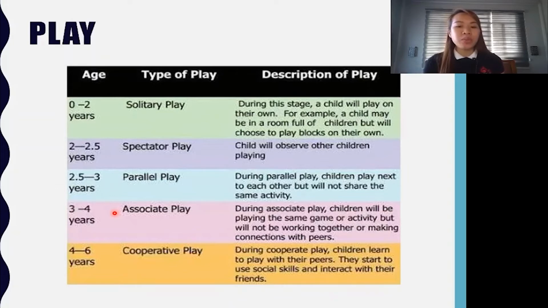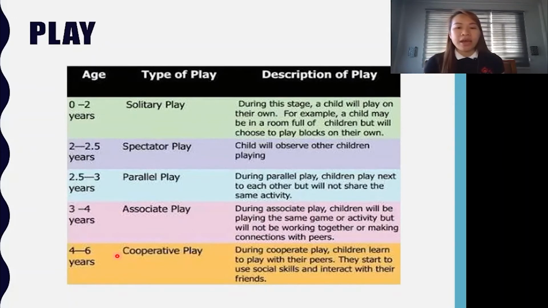Children will be playing with the same game or activity, but will not be working together or making connection with peers. So for example, they're playing dolls, or they're playing cars, but they do not really play together, they still play on their own. While cooperative play at 4 to 6 years old, they will now learn to play with friends or peers. They start to use social skills and interact with their friends.